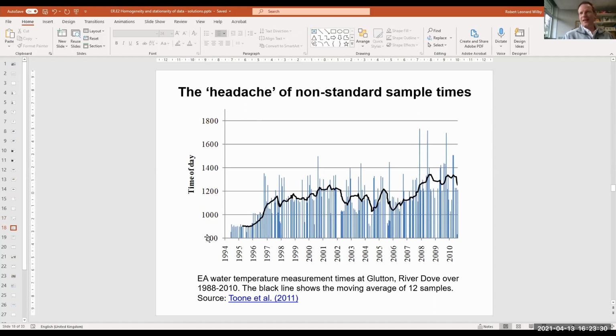The second headache we've got, and this is one that I explained to the early career researchers yesterday, is that the time of sampling at many of these stations has changed through time. So you may appreciate that river water temperature is monitored by going to the site, literally sometimes throwing a bucket over a bridge, pulling the water out, putting a thermometer in the bucket and measuring the temperature.